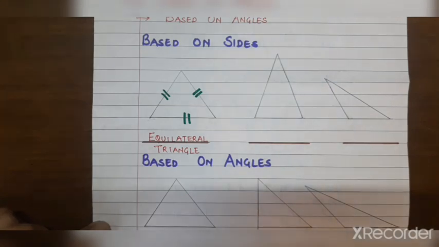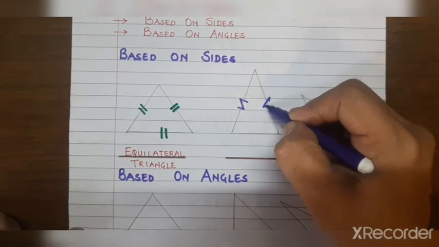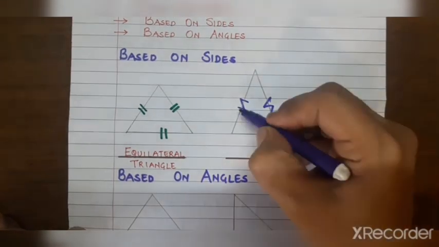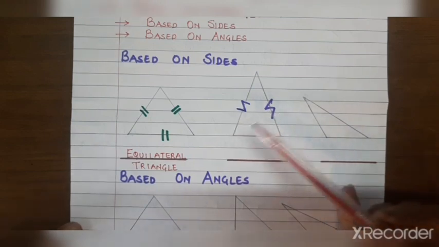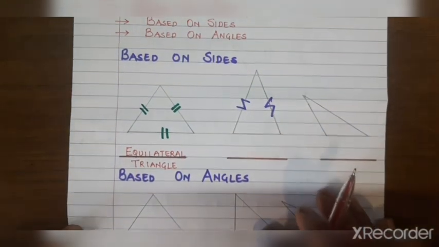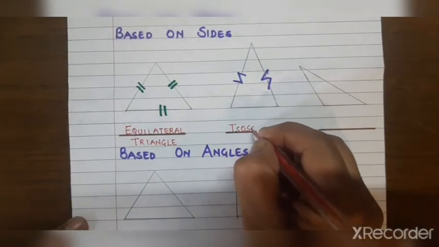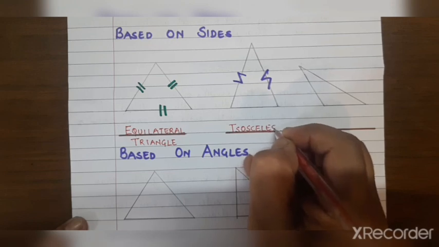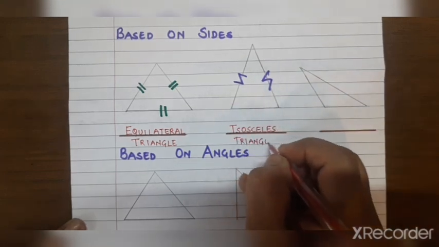Now, the second type. You can see here I have made another design. I have not shown that design on the third side. I have shown that design only on these two sides. When any two sides of a triangle are congruent, then the type of triangle is an isosceles triangle. The name is isosceles triangle.